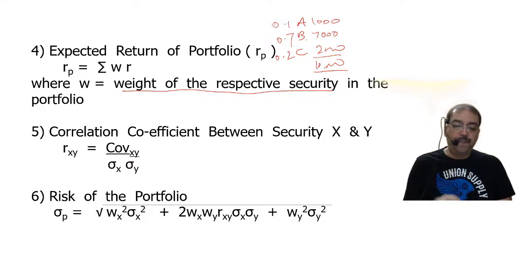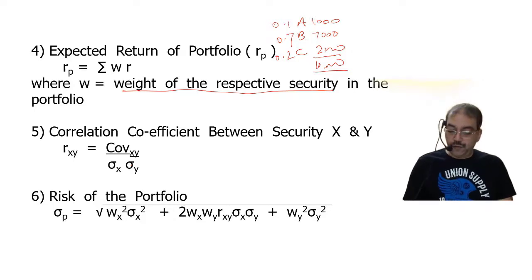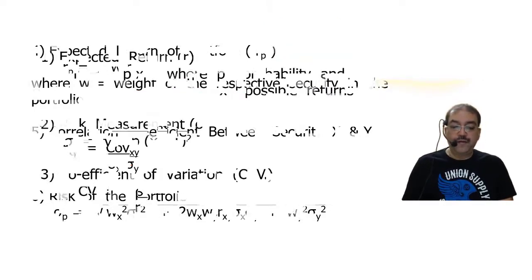Up till here it is clear. Risk of the portfolio. Risk, I said what? Standard deviation. Now I am talking not about risk of the security but risk of the portfolio. Earlier it was risk of the security. Now I am talking about risk of the portfolio. Let us go back and see.